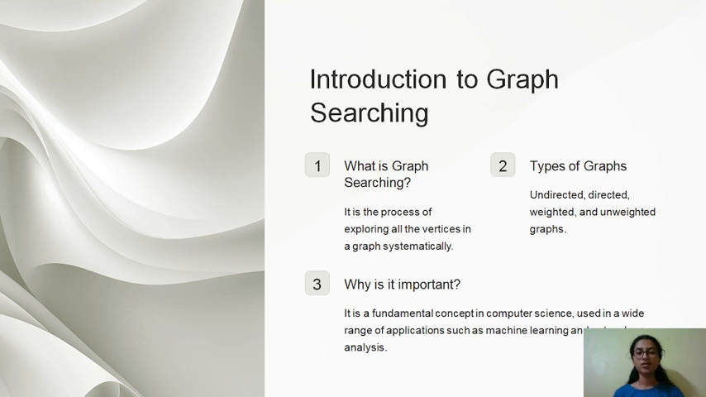It is a process of exploring all the vertices in a graph systematically, and their types are undirected graphs, directed graphs, weighted and unweighted graphs. Why is it so important? It is a fundamental concept in computer science used in a wide range of applications such as machine learning and network analysis.